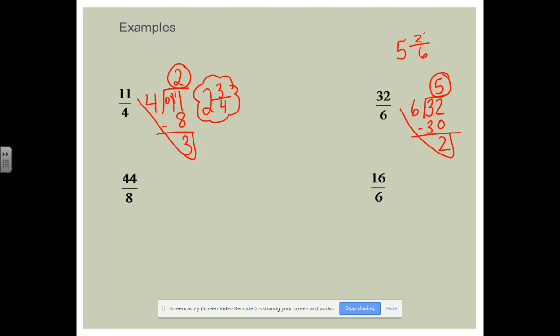Now, the very last step that we talked about in our steps from going improper to mixed was to simplify our fraction if needed. Our first example didn't need to be simplified, but my second example does need to be simplified because we have 2/6. There's a common factor between 2 and 6, and that common factor is 2. So we're going to divide my numerator and denominator by 2. And that gives me a mixed fraction of 5 1/3.